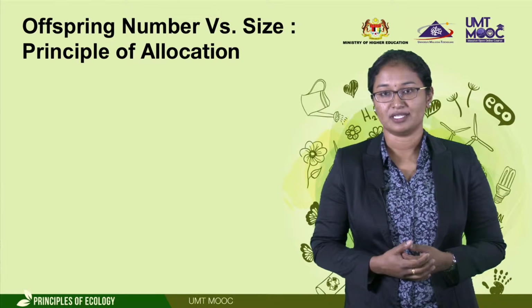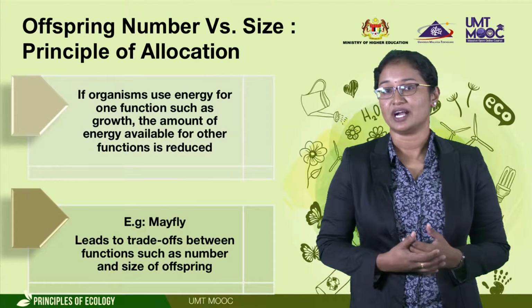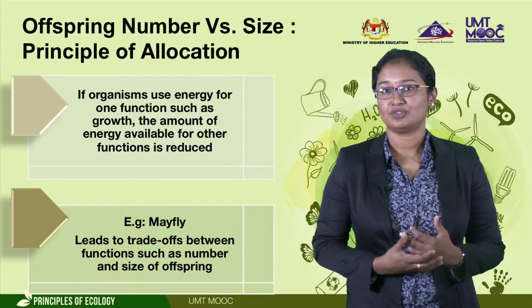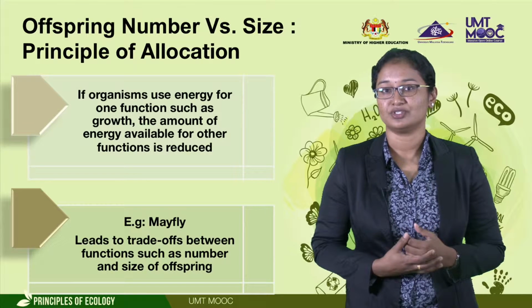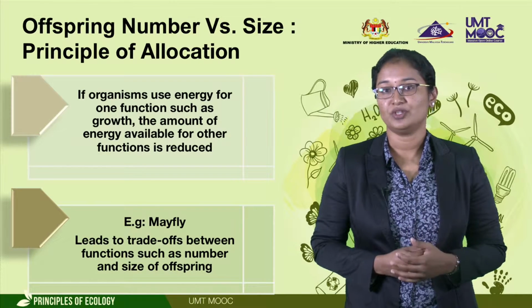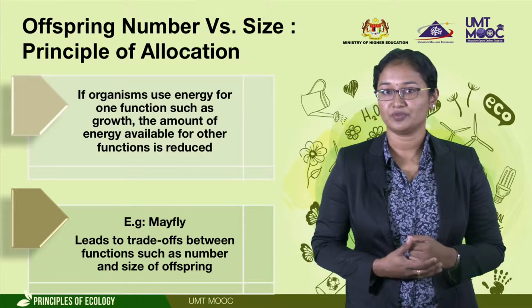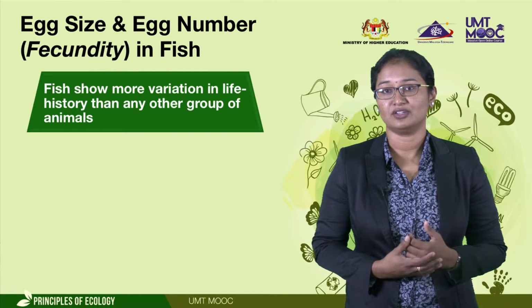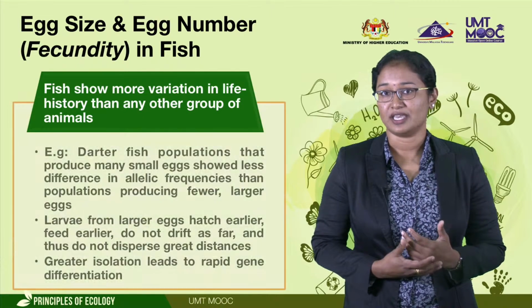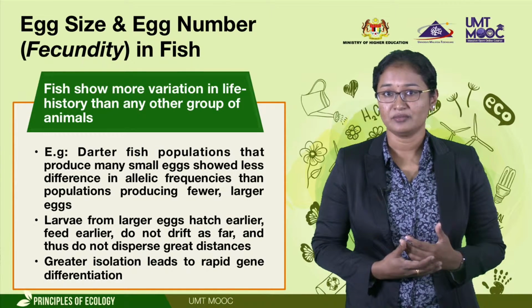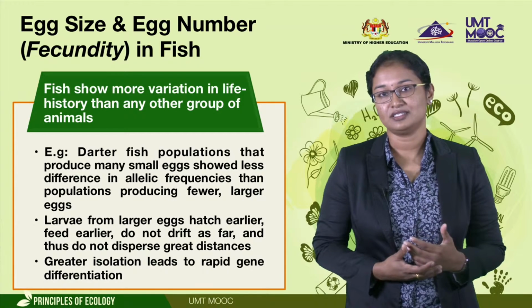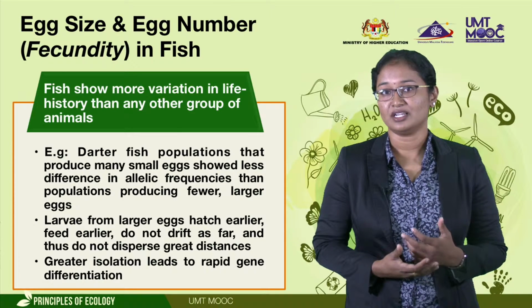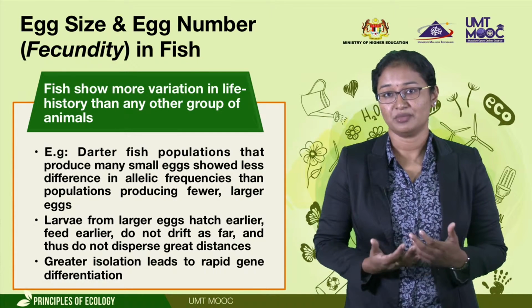When we talk about number and size, if organisms use relatively higher energy for one function, such as growth, the availability of energy to spend on other functions is reduced. This results in a trade-off between functions such as number and size of offspring. Fecundity. Fishes show more variation in life history than other groups of animals. Larvae from larger eggs hatch earlier, feed earlier, and do not drift far, thus do not disperse over great distances. The greater the isolation, the more rapid the gene differentiation.